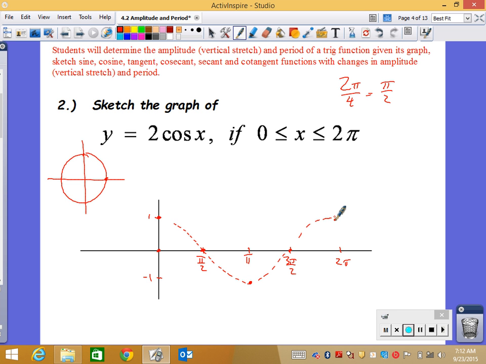But what happens when I multiply this by 2? I get amplified by 2. I multiply every y value by 2. So this y value of 1 becomes a 2. This y value of 0 multiplied by 2 stays 0. Negative 1 multiplied by 2 gets pushed down to negative 2. 0 times 2 is 0. And then this gets also pushed up to 2. So this purple line here is what I'll be looking for on the test. All it does is it gets pushed up and pushed down.